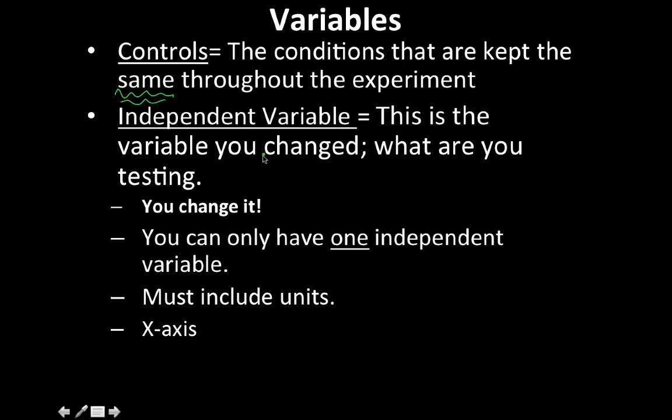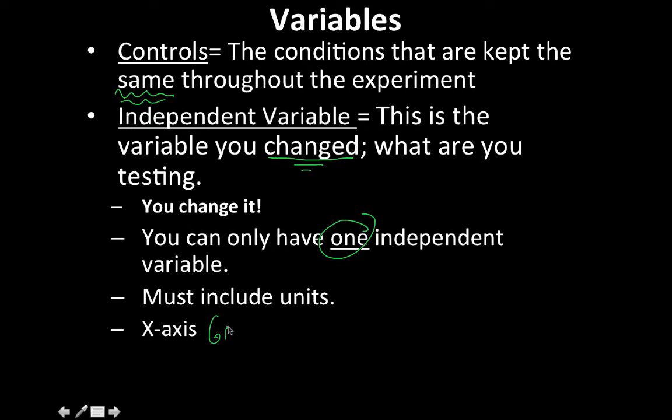The independent variable, this is the thing that I change. All right. So what are you trying to test? What are you doing in your experiment? It's something you're changing. You're altering in the experiment. You only have one independent variable for any of the experiments that we're doing in class. All right, so just one of these makes it easier to analyze and understand, and it allows us to keep our controls. When you're writing a lab report, include units, and your independent variable is usually on the x-axis.